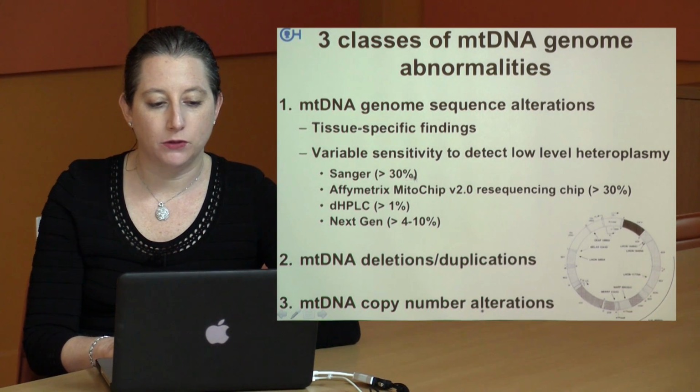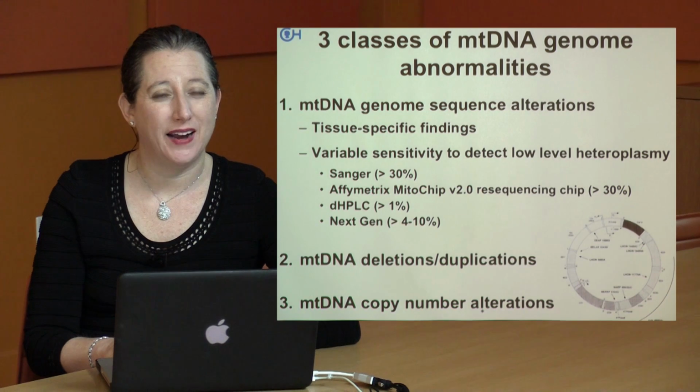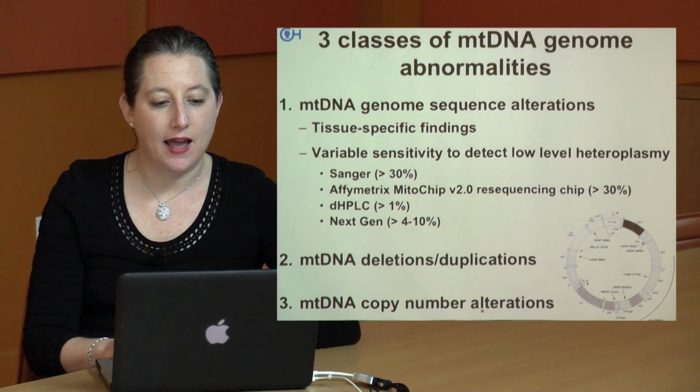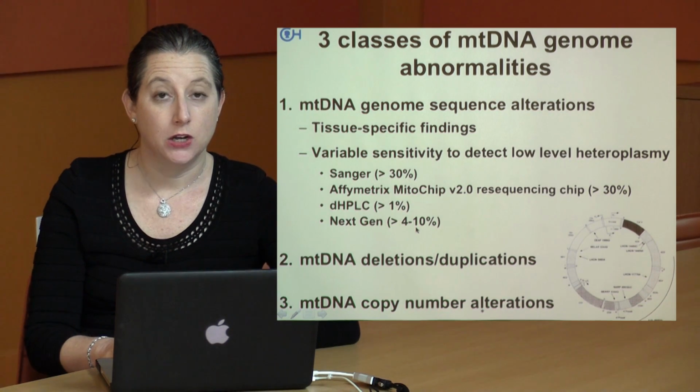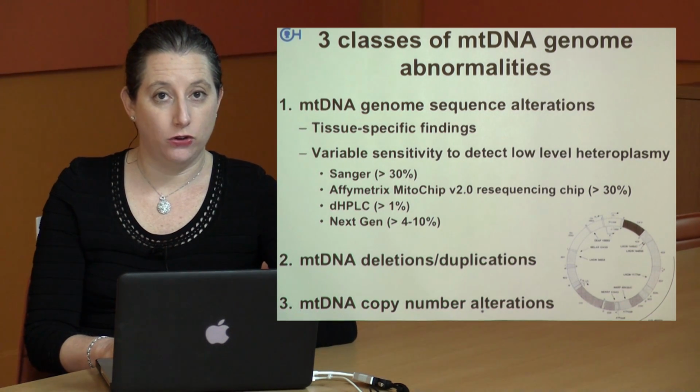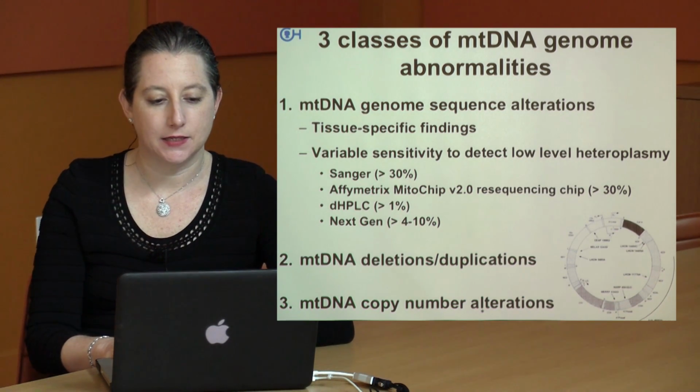Historically, we would use Sanger sequencing, where you could only pick up 50% of the mutation or more, on occasion down to 30%. And now we have some methods that can get down to 10% or even 1% of the mutation, so that if you didn't even know it was there, you couldn't determine whether or not it might be related to disease.